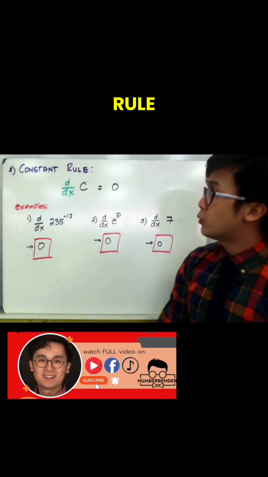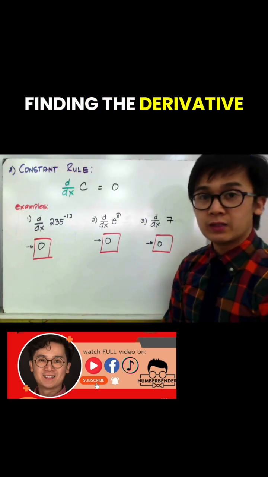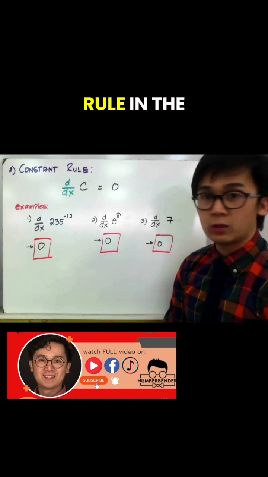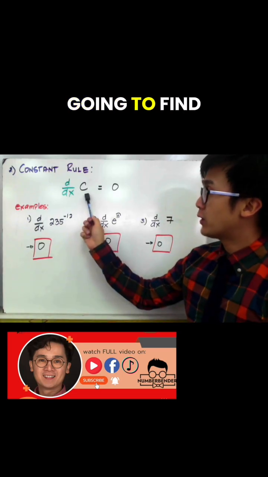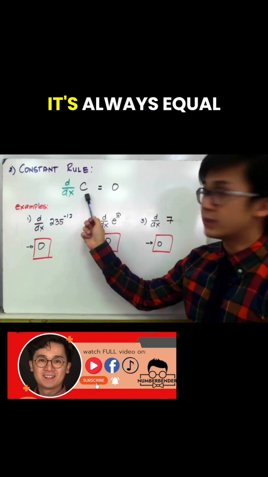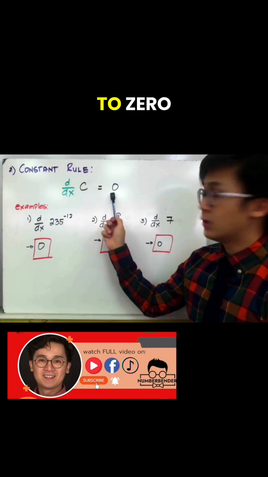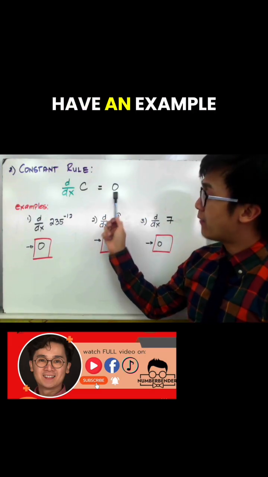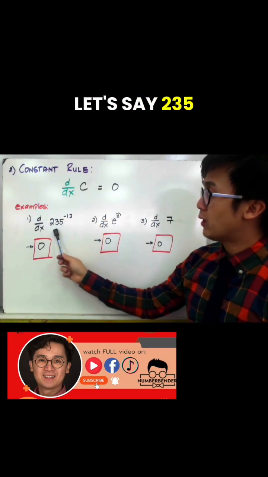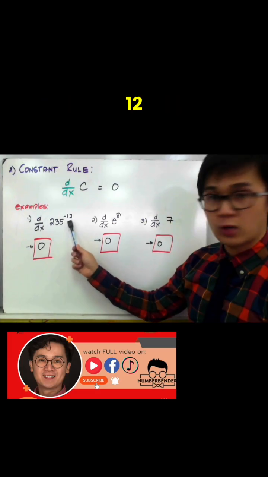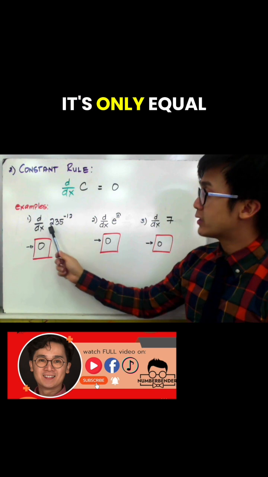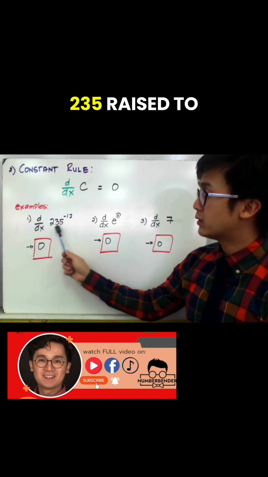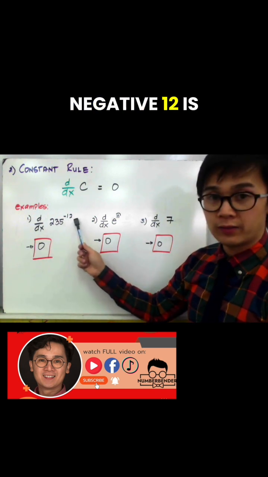Now, the second rule that we're going to use in finding the derivative of the function is the constant rule. In the constant rule, given a constant c, if we're going to find the derivative of any constant, it's always equal to 0. So if we have an example, let's say 235 raised to negative 12, and we're going to find the derivative of this particular term, it's only equal to 0 because 235 raised to negative 12 is a constant.